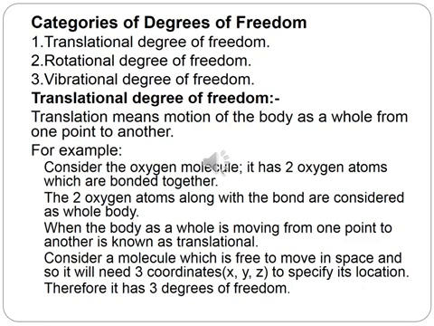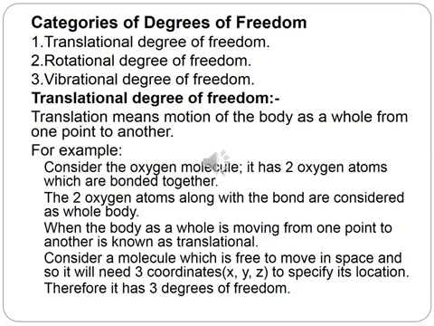For example, consider the oxygen molecule. It has two oxygen atoms which are bonded together. It is a diatomic molecule since it has two atoms. These two oxygen atoms along with this bond are considered as a whole body. When the body as a whole is moving from one point to another, it is in translational motion. Consider a molecule which is free to move in space, so it will need three coordinates x, y and z to specify its location. Then it will have 3 translational degrees of freedom.